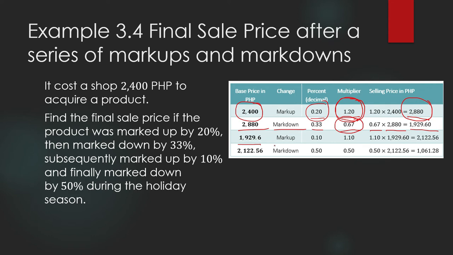You decide to give it a markup of 10%. So our multiplier is going to be 1 plus 0.10 or 1.10. 1.10 times 1,929.6 is equal to this. Now this is going to be our next base price when we give it a markdown. And so finally, we decide to give it a markdown rate of 50%. So our multiplier is going to be 1 minus 0.5, which is 0.5. And so our final sale price close to the holiday season is going to be 0.5 times 2,122.56, which is 1,061.28.